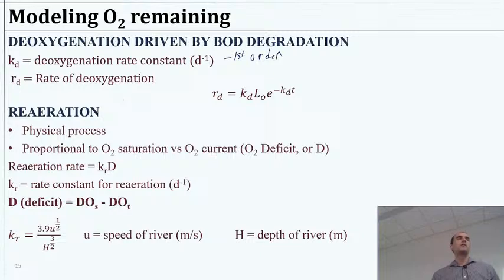Next, we'll have a rate of deoxygenation that we can calculate using that KD. If that's the rate constant, then we can have the rate at which oxygen is going to be demanded. And we can define this as KD, so the rate is going to be equal to KD times the initial amount of waste that remains, this L naught.